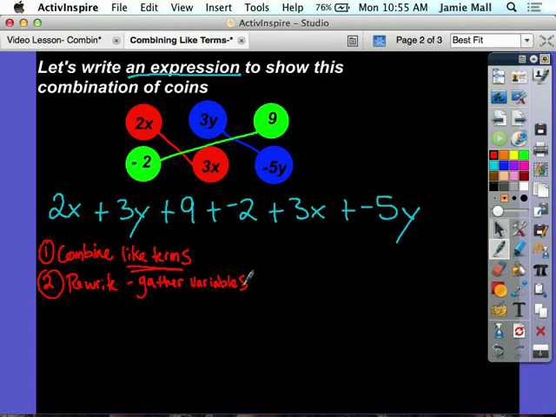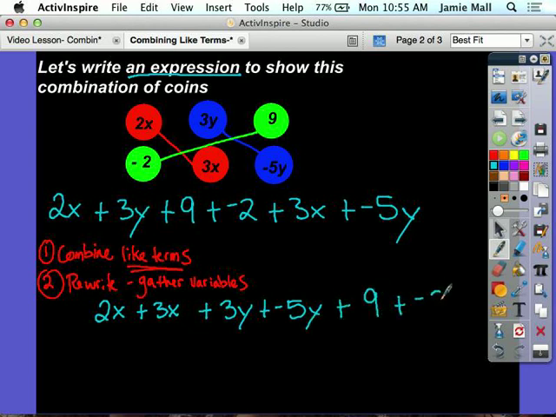Here's what I mean. I want to rewrite this problem as combining my x's first, 2x plus 3x. Now I want to work on my y's, 3y plus negative 5y. And now I want to work on my number coins, 9 and negative 2. Notice that I didn't do anything yet. I simply rewrote the problem.